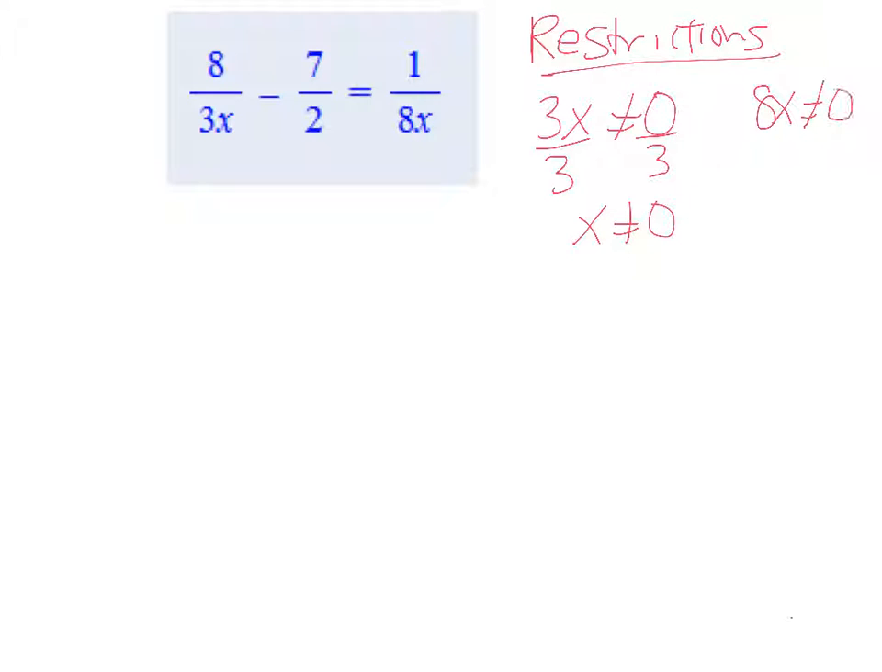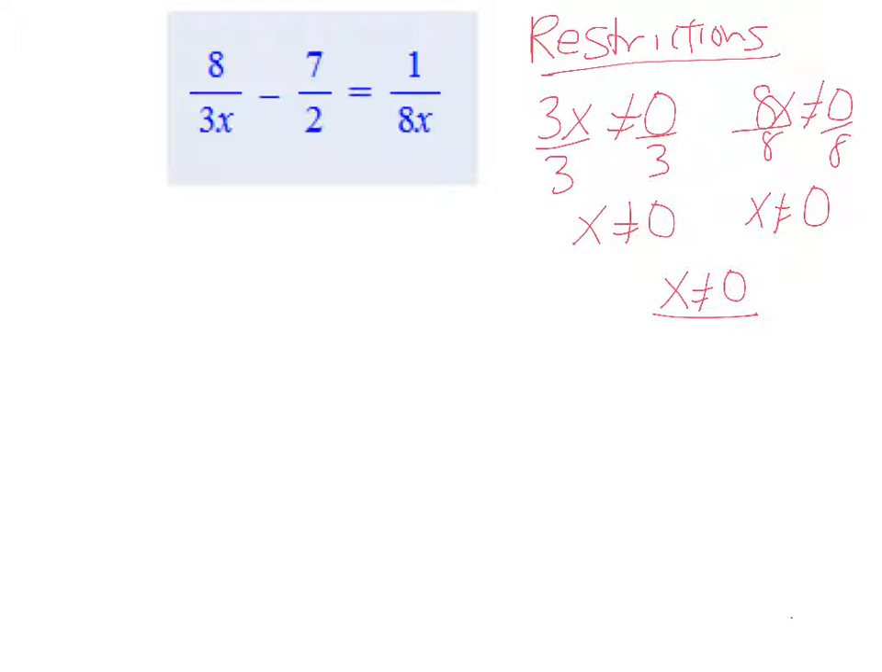8x cannot be 0, so divide by 8. And 0 divided by 8 is also 0. So basically in the end I'm saying x cannot be 0. That's my restriction right there. So when I get done solving, I'm going to check and make sure I didn't get 0 for one of my answers. All right, so let's go back and solve now.